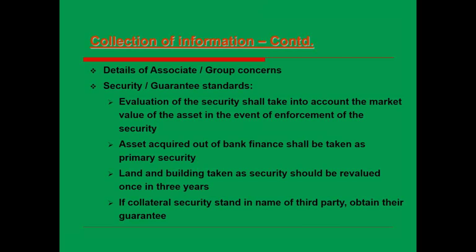So land and building taken as security should be revalued once in 3 years. So our technical team does the revaluation every time. And if collateral security stands in the name of a third party, obtain their guarantee. So this is very important. When any property is mortgaged in a third person's name, we have to obtain their guarantee also.